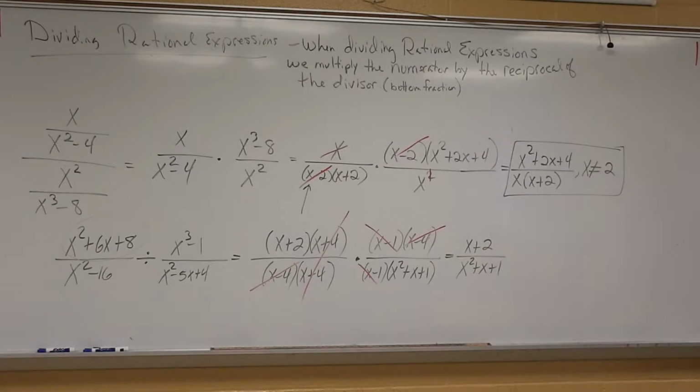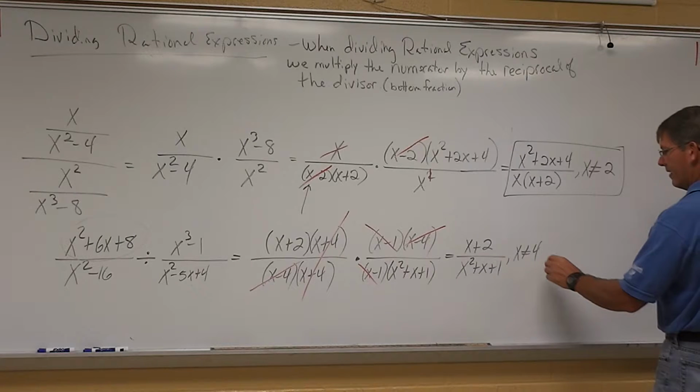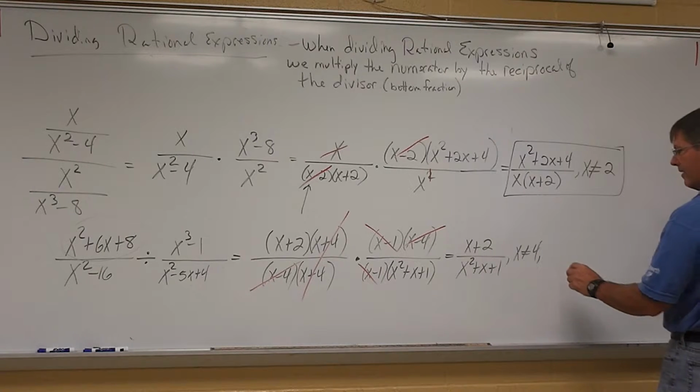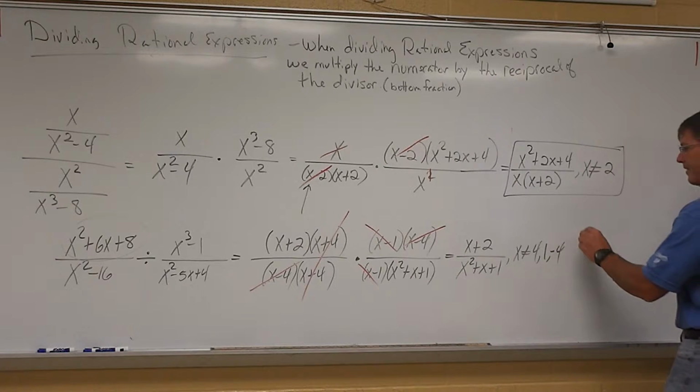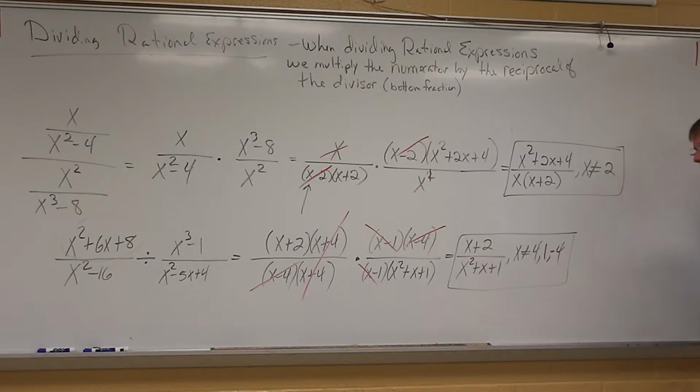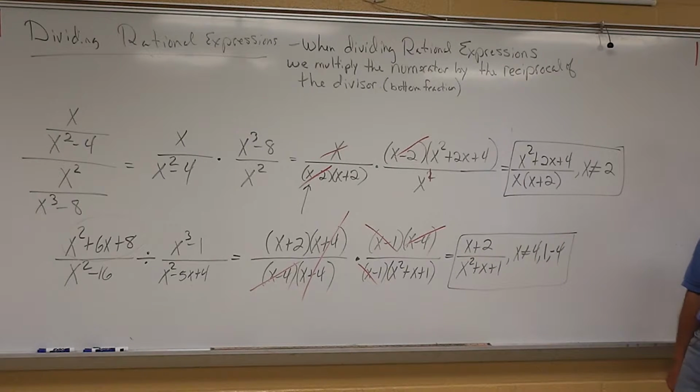You're lying to me again. x cannot be 4 or 1 or -4. Good. Well done. Absolutely. Those three factors got divided out. They're no longer apparent in the final expression, so we have to list their exclusions. All right, very, very good.